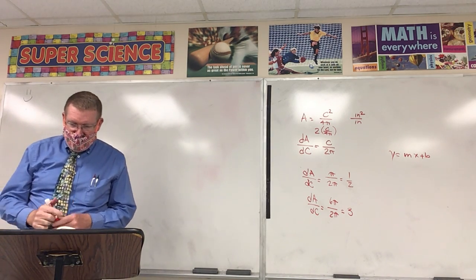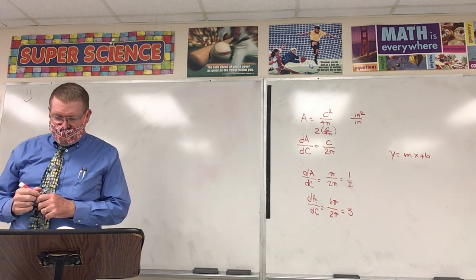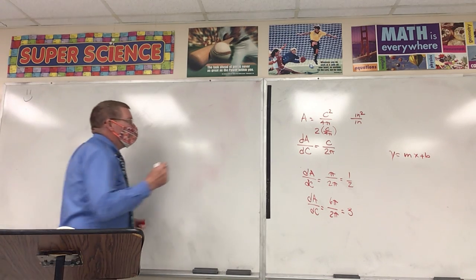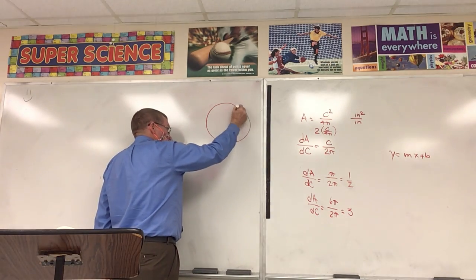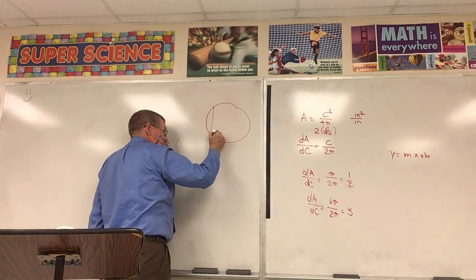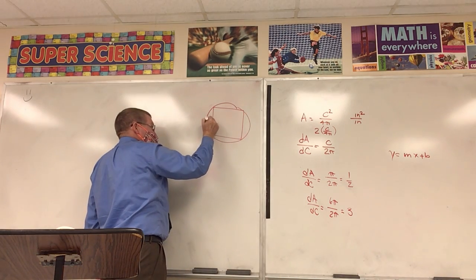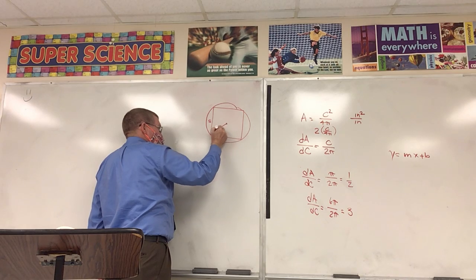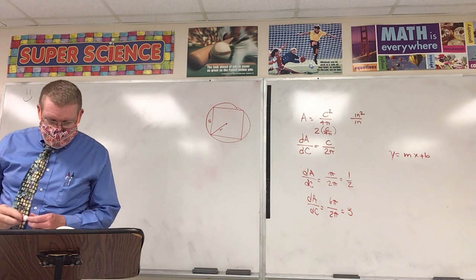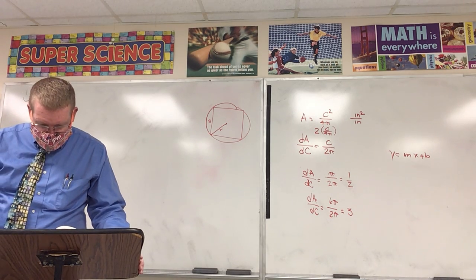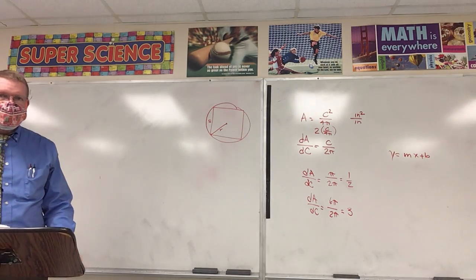Alright, number 4. A square of side length s is inscribed in a circle of radius r. Draw yourself a picture. Here's my circle. Inscribed means it's on the inside. The side is s. The radius of the circle is r.